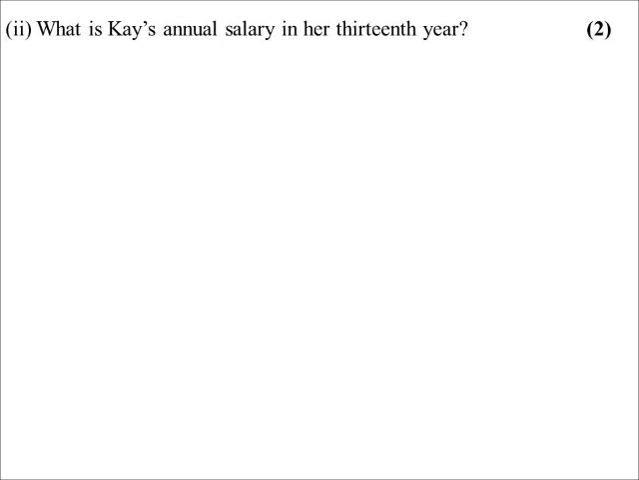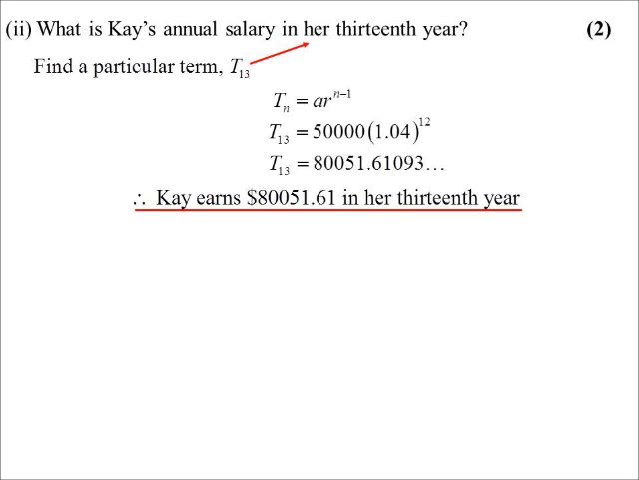How about K? Who's going to get more money? Who took the better conditions? So it's still term 13, but this one's geometric. Subbing in 50,000, 1.04 to the power 12. She wins by $51. It took 13 years to get ahead, but she did it.